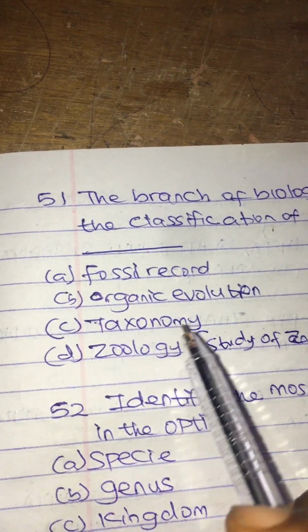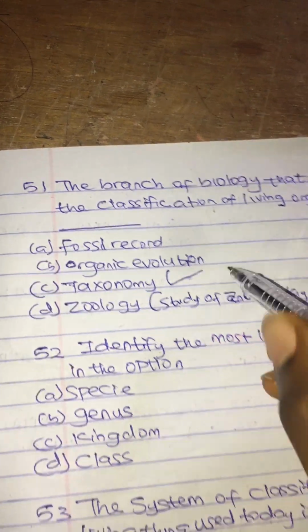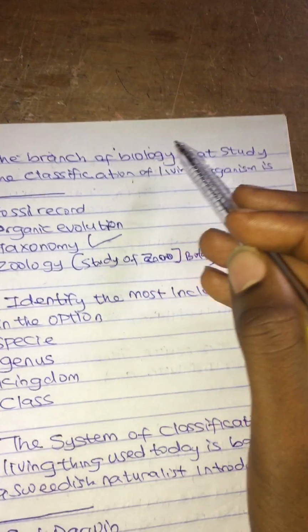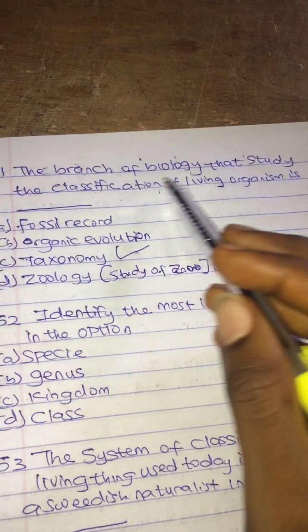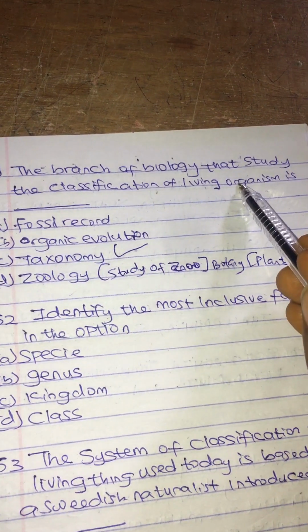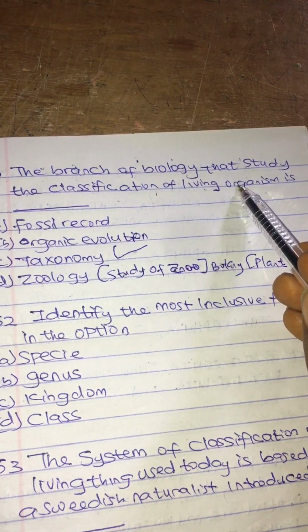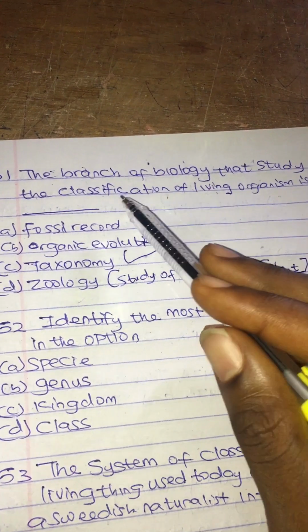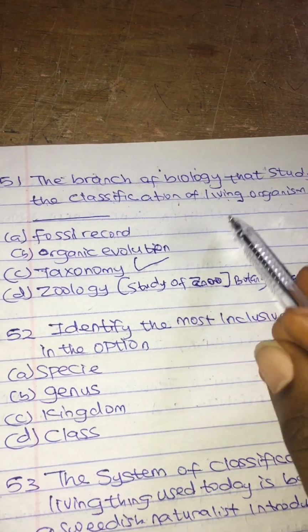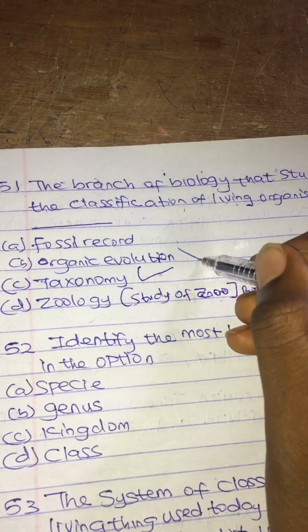Why taxonomy? Taxonomy is the correct answer. Taxonomy is the branch of biology that studies the classification of living organisms. Why is organic evolution out of it?